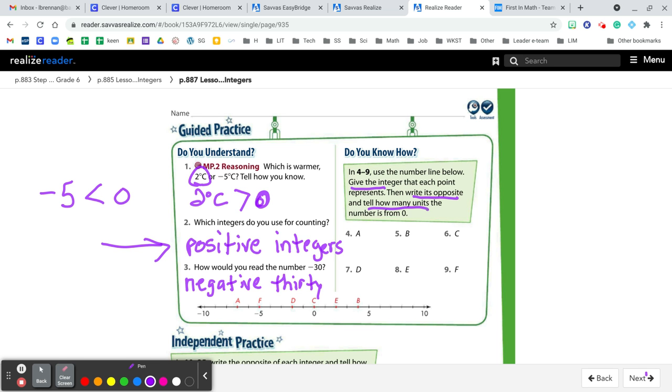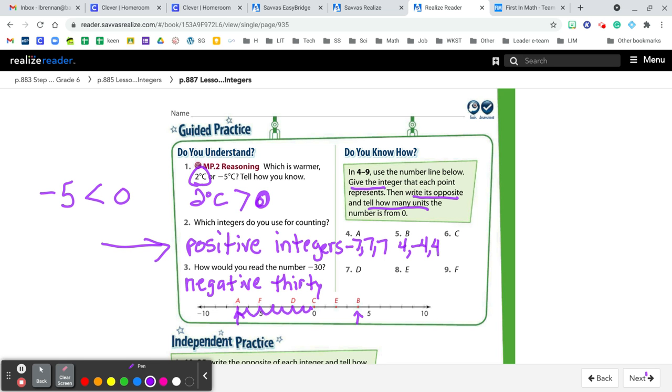So looking at A, we're going to say A's value is -7. Remember 0, 1, 2, 3, 4, 5, 6, 7. -7. So the value is -7. The opposite of -7 is +7, and you don't have to put the plus sign. And it is 7 units away from 0. For B, over here, our value is +4. The opposite is -4, and it's 4 units away from 0.